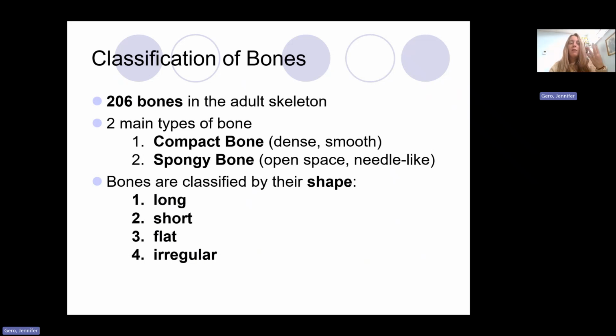Inside of spongy bone, inside the spaces in the kind of lattice structure, that's where marrow is going to be found. Then we have 4 shapes of bone: long, like the femur; short, like the carpals or the bones of our wrist; flat, that would be like our skull bones and our ribs; and then irregular, and that would be something like a vertebra. And I can grab some bones out.